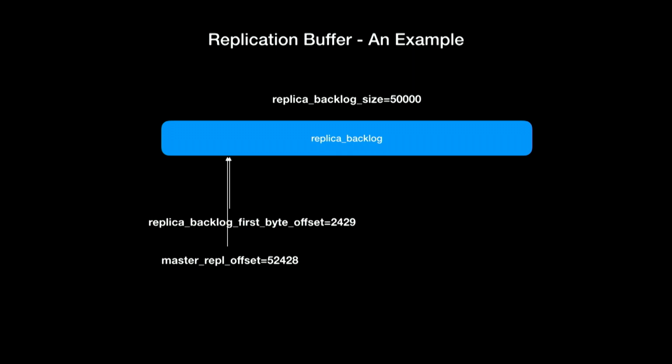It's an ever-increasing number. And look at what happened to my first byte offset, 2429, right? It has moved too. What is the significance of the first byte offset? At this point, if a replica comes and asks me, hey, master, give me 2,400, right? Then I'm going to respond saying, hey, I don't have it in my backlog. Go away, do a full sync, OK? So the valid data is always between the first byte offset and the replica offset.